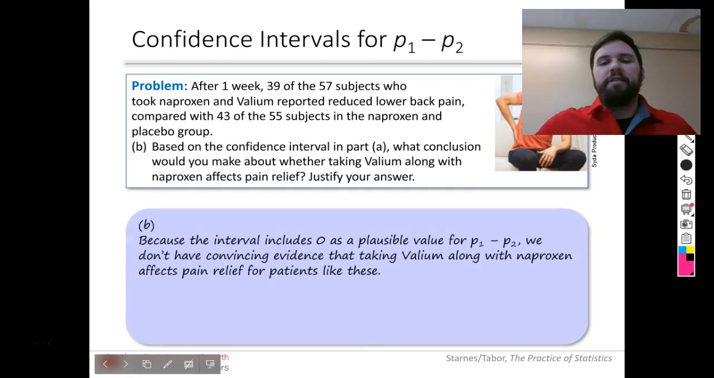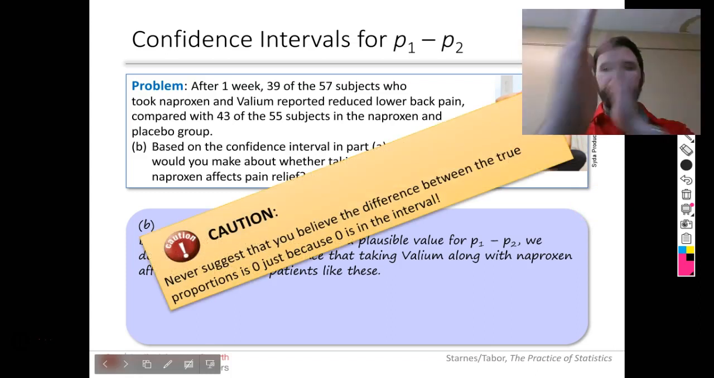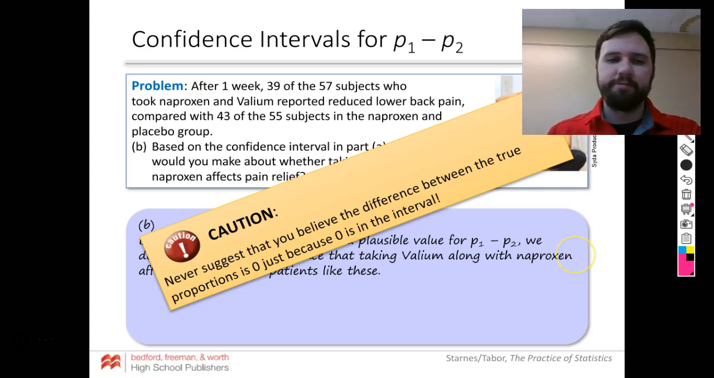So based on this confidence interval, can we make a conclusion that there's a difference? No, because 0 is plausible. That doesn't mean there isn't a difference. It just means it's plausible that 0 is the difference, so we can't draw a conclusion based on it. It's just plausible that it's 0. Doesn't mean it is 0.